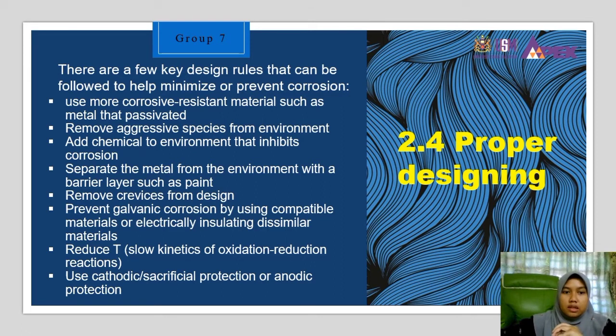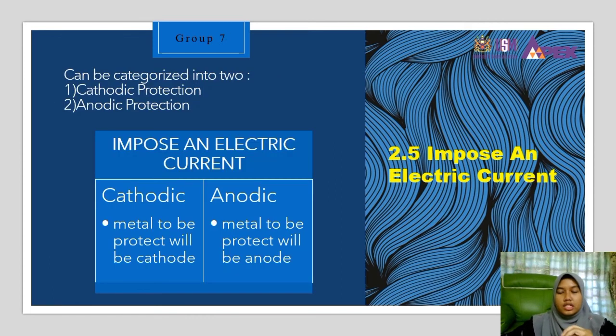Next is remove crevices from design. Prevent galvanic corrosion by using compatible materials or electrically insulating dissimilar materials. And reduce T, which is to lower the kinetics of the oxidation reduction reaction. And lastly is use cathodic or sacrificial protection or anodic protection. And the last part for corrosion protection is impose an electric current.